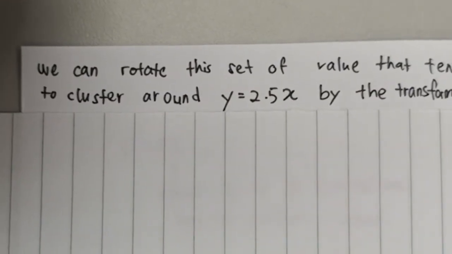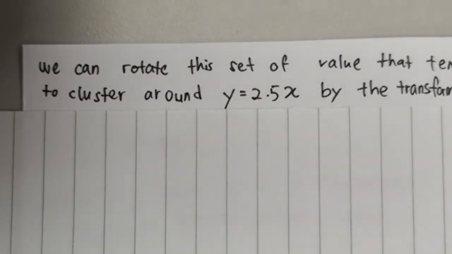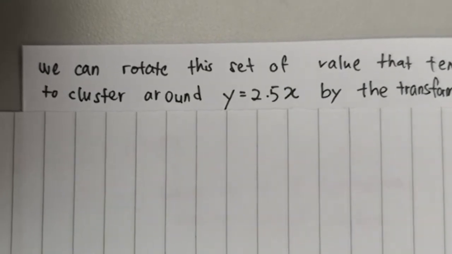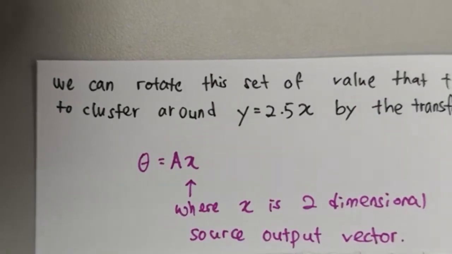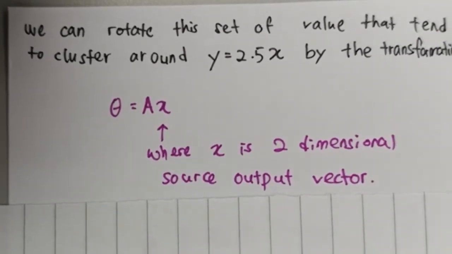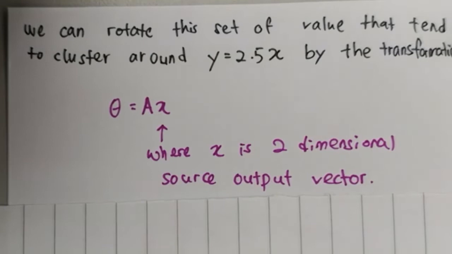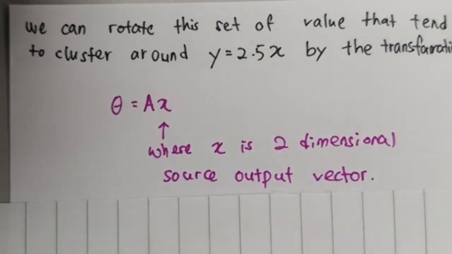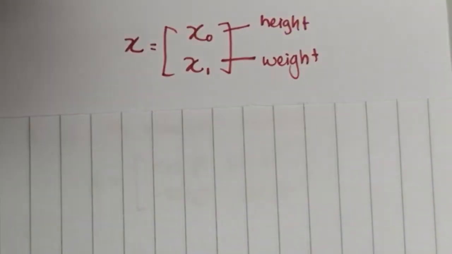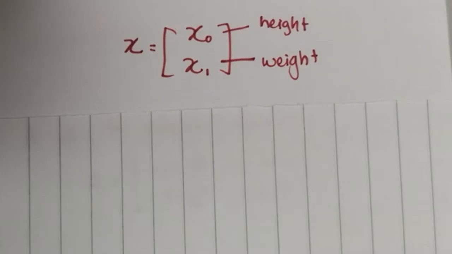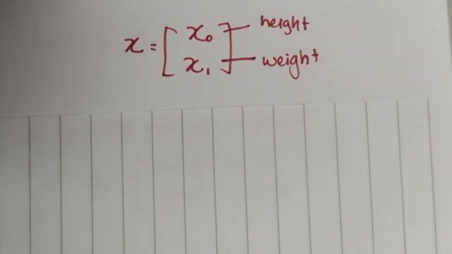Okay, we can rotate this set of values that tends to cluster around the line y equals 2.5x by the transformation formula, which is transform sequence equals A matrix times x, where x is the two-dimensional source output vector. And this is the x. x0 is the height from the table we have, and x1 is the weight.